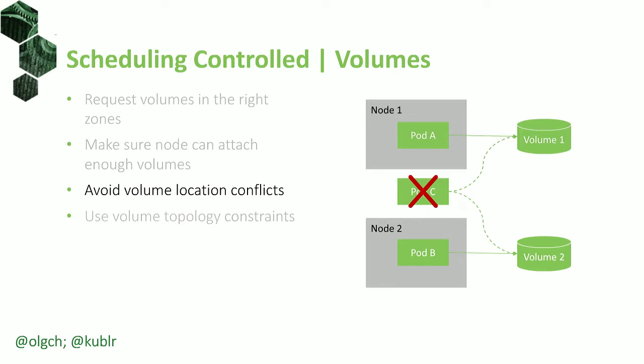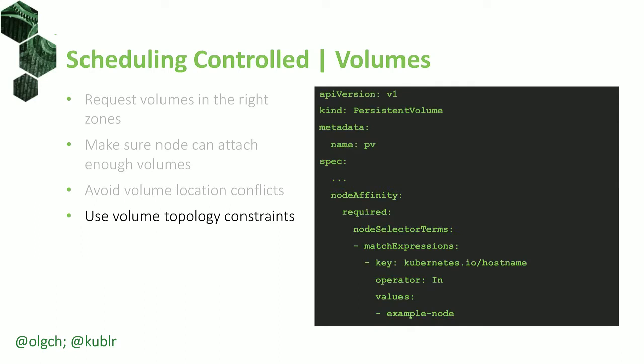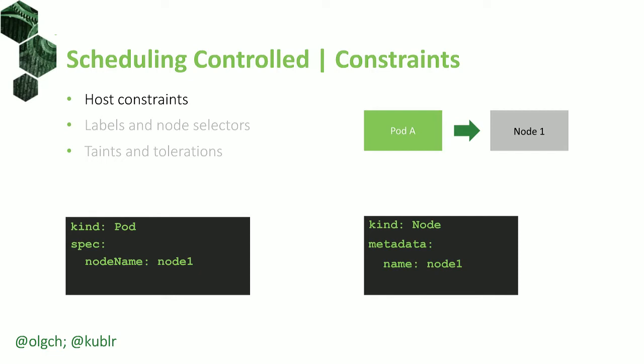Volume location conflict. So for example, if you have two pods scheduled already on different nodes and with certain volumes attached, you might try to schedule a pod which wants to use both volumes, but because of the fact that those volumes are already attached to different nodes, this pod cannot be scheduled to any of the nodes. And the last part for volumes is declarative volume topology constraints. So volumes can provide node affinity as a part of their specification, which declaratively specifies on which nodes those persistent volumes can be used, and this constraint also is taken into account by the scheduler.